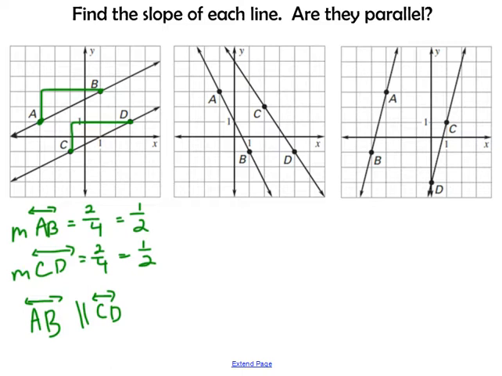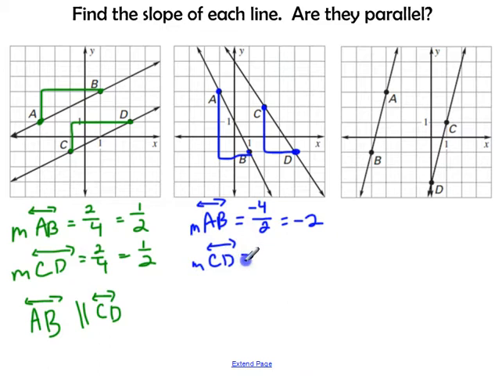Let's work the second one together as well. Let's look at line AB first, and this one goes down 1, 2, 3, 4 over 2. So the slope of line AB was down 4 to the right 2, so that's a -2. And then let's look at the slope of line CD. This is down 1, 2, 3 over 2. So the slope of line CD is equal to -3 over 2.